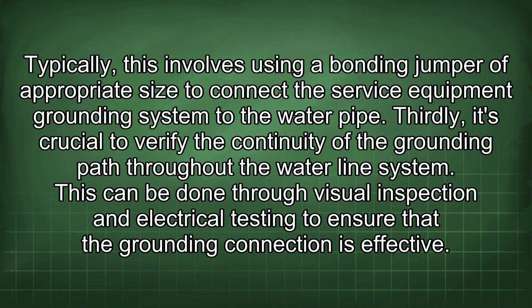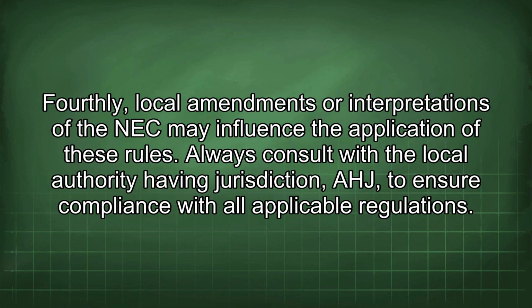Thirdly, it's crucial to verify the continuity of the grounding path throughout the water line system. This can be done through visual inspection and electrical testing to ensure that the grounding connection is effective. Fourthly, local amendments or interpretations of the NEC may influence the application of these rules. Always consult with the local authority having jurisdiction, AHJ, to ensure compliance with all applicable regulations.